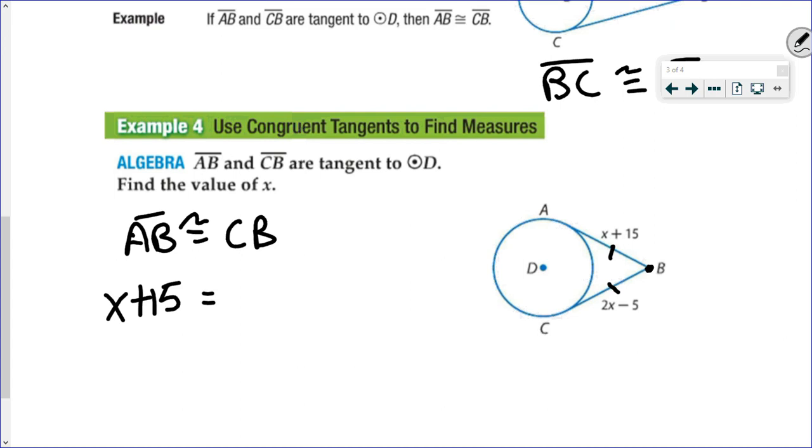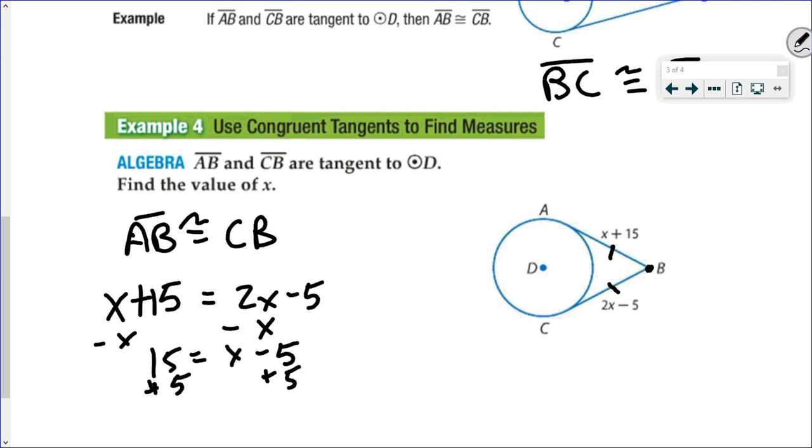x plus 15 equals 2x minus 5. Just substitute for AB and CB. Solving for x, 15 equals x minus 5. Add 5 to both sides, and we get that 20 is equal to x. So that's a pretty simple type of problem using this theorem.